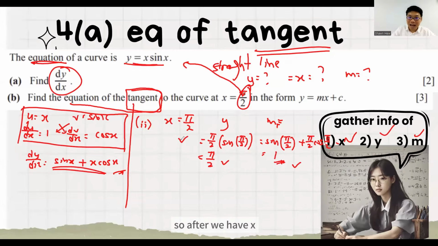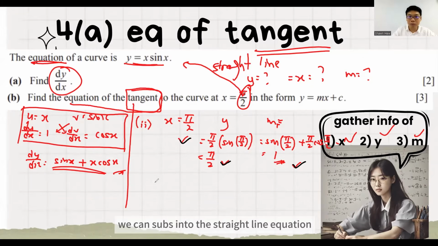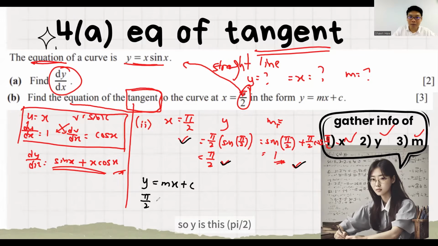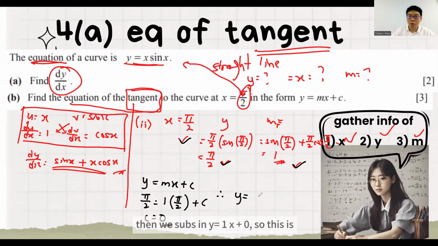After we have x, y, and gradient, we can substitute into the straight line equation. For example, we can use y equals mx plus c. So y is this, m is 1, x is this, plus c. We found that c is 0. Then we can substitute in y equals 1 times x plus 0. So this is my final answer. Y equals x, the equation of the tangent.